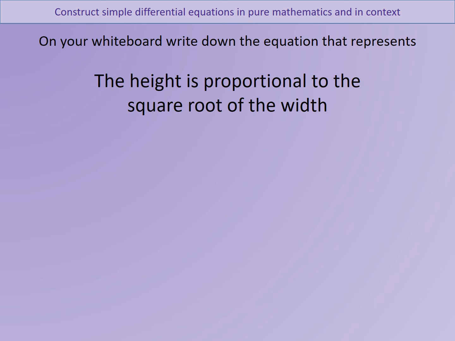Okay, so height is proportional to the square root of the width. Have a go at writing that one down and check it. Pause if you need to. Okay, so height is proportional to the square root of the width. What does that mean then? Well, that means that h is equal to k lots of the square root of w. Making sure you can write the equation is absolutely vital.